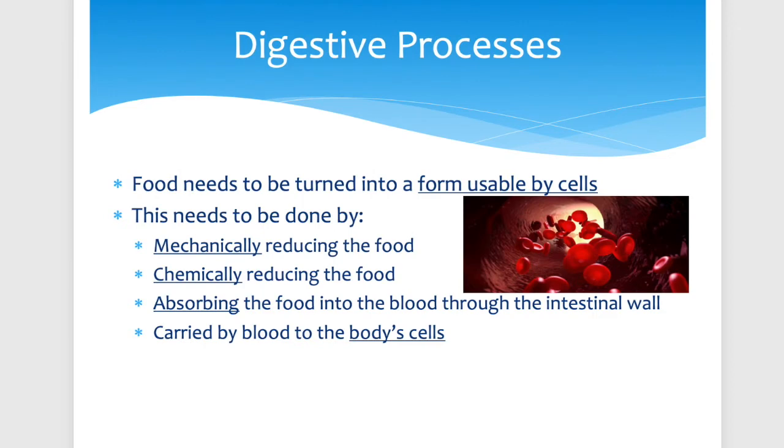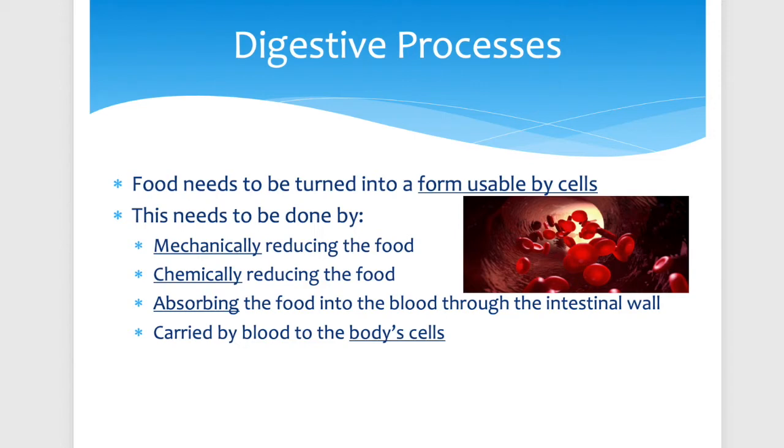If we look at the process of digestion, the food that we eat, that you put into your mouth, chew, and swallow, we can't use that food in the form that we physically put it into our mouth. So our digestive system lets us turn our food into a form that our cells can actually use. And there's several different stages to that happening.